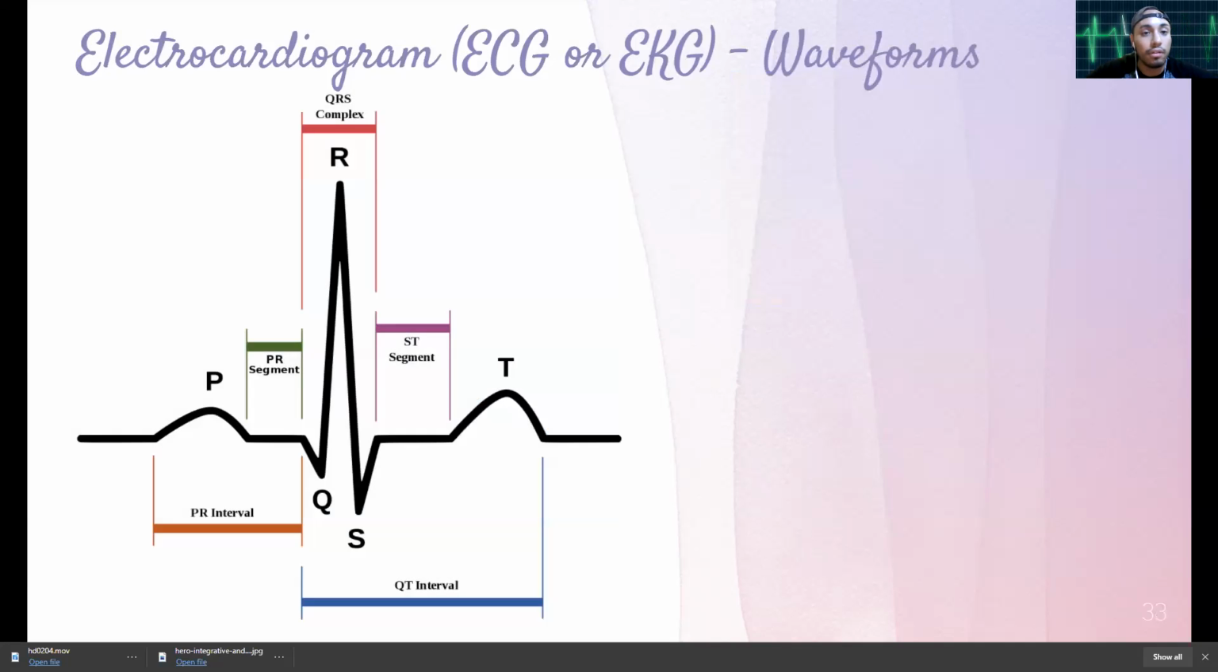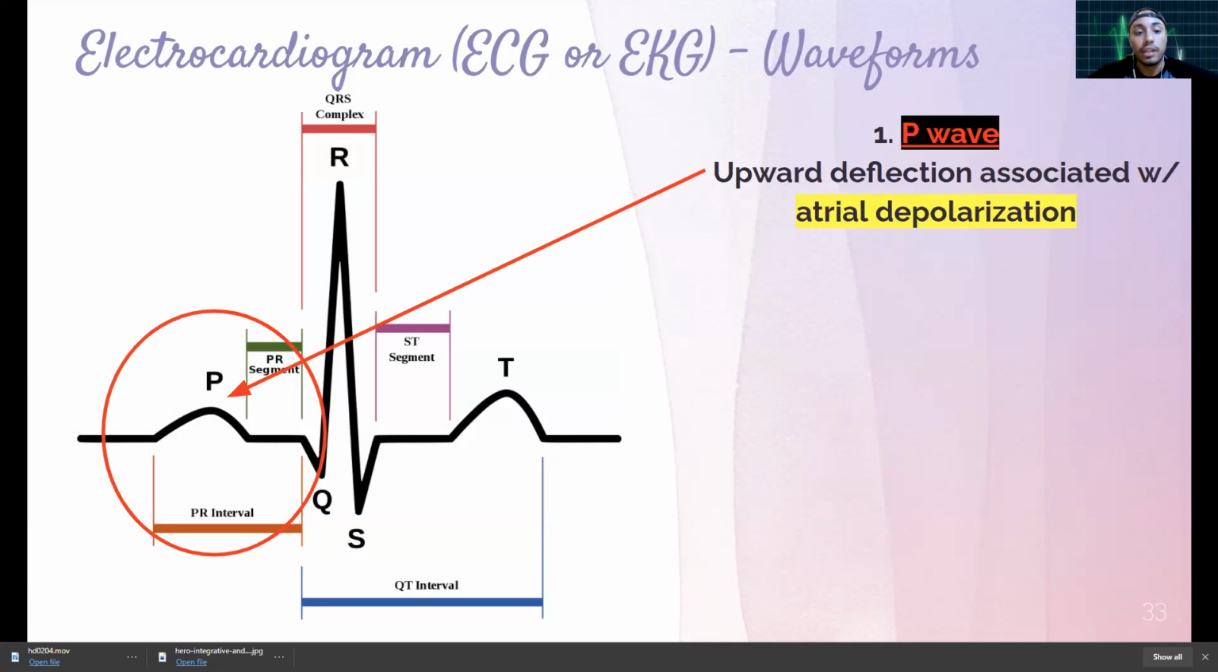Here we break it down for you. This is the general waveform that you'll see. You've got the P wave, the QRS complex, and the T wave. Know which one does what. So here we go to the P wave, and the P wave is for atrial depolarization.